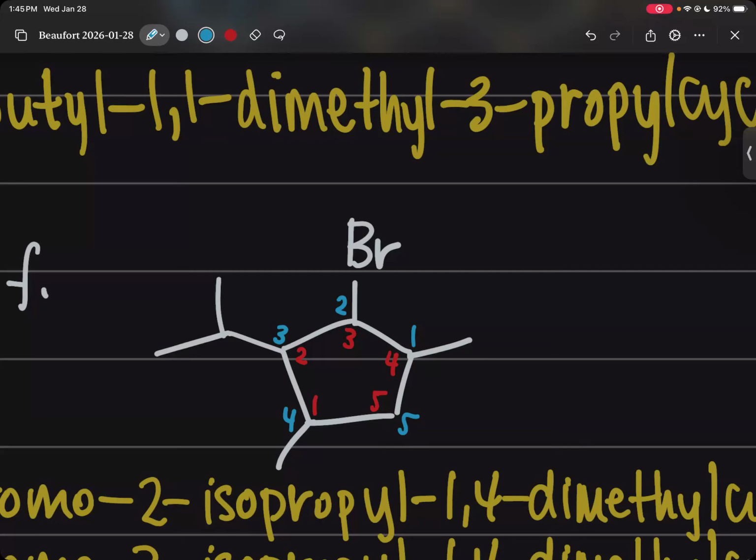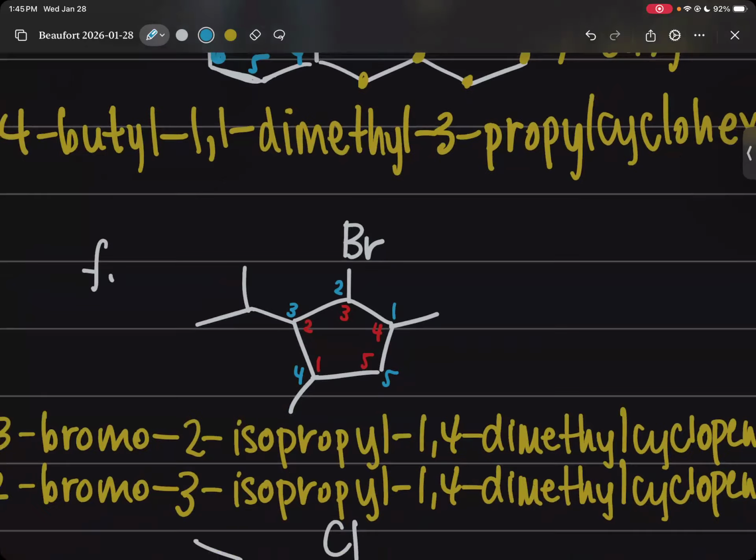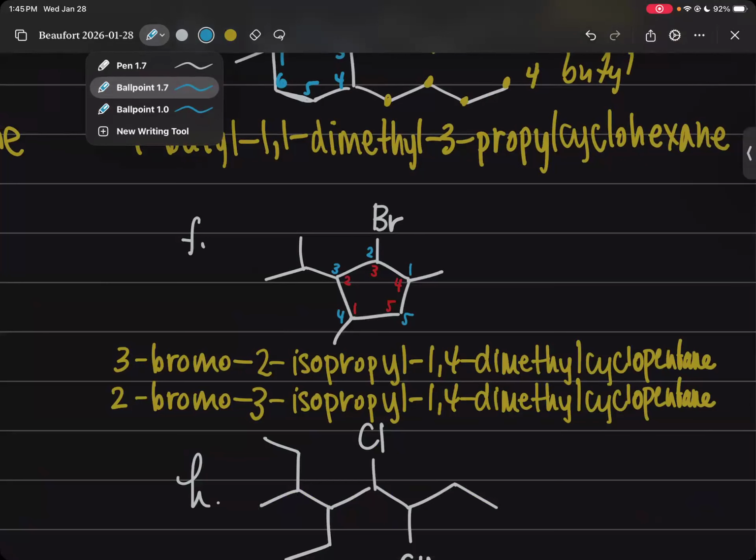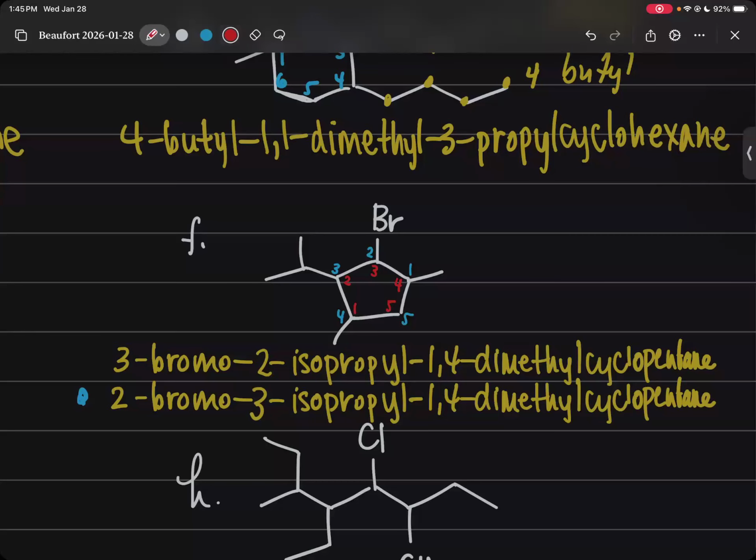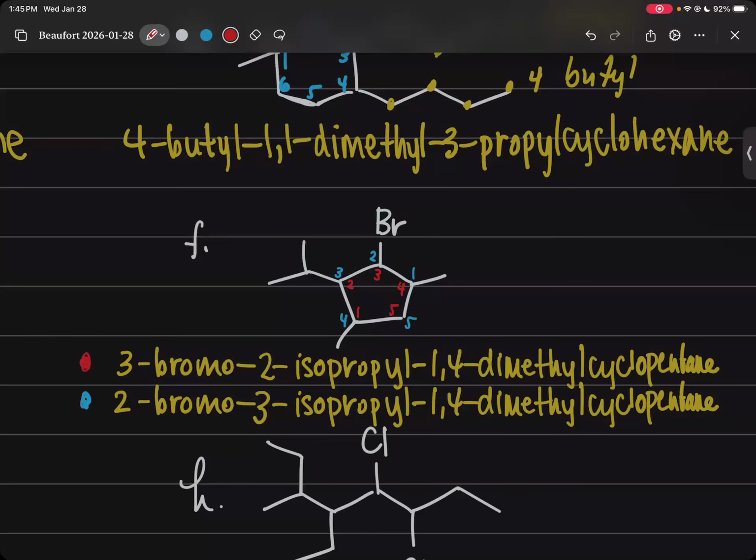Regardless of which direction we go, we have one substituent on 1, 1 on 2, 1 on 3, and 1 on 4. There is a rule as to which you should pick, but we're not gonna bother with that in this course. And so then it's just a matter of picking if you want to do the blue or the red. Blue has bromo on 2 and red has bromo on 3.